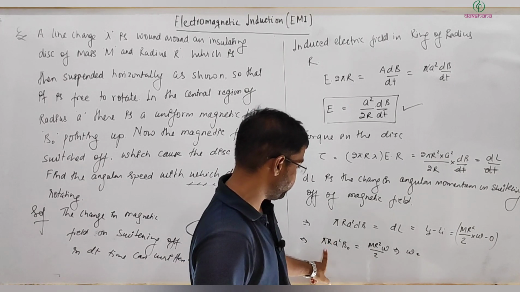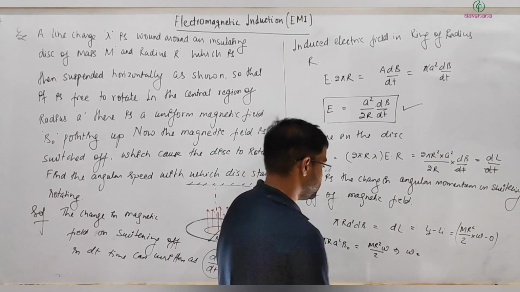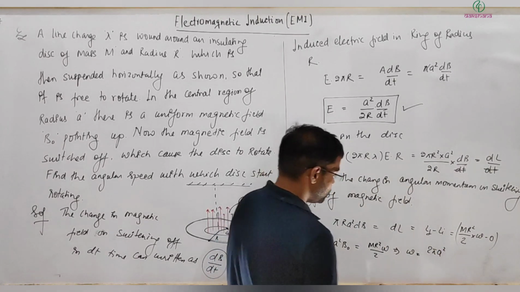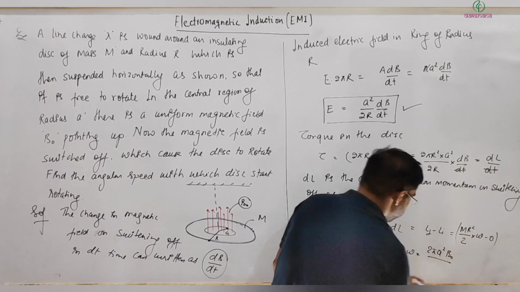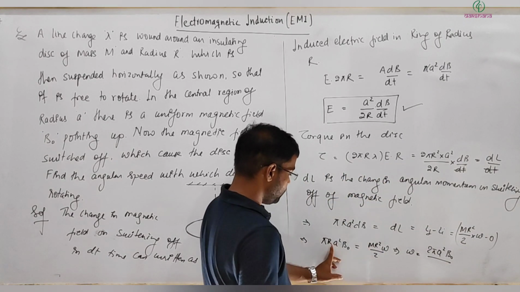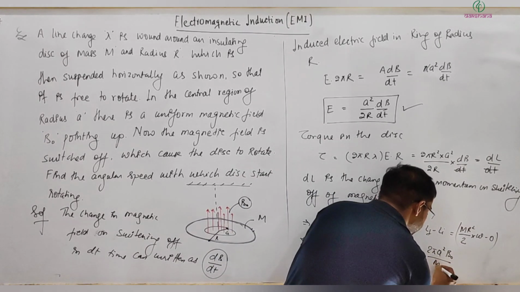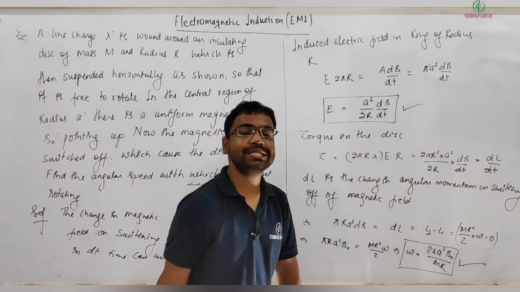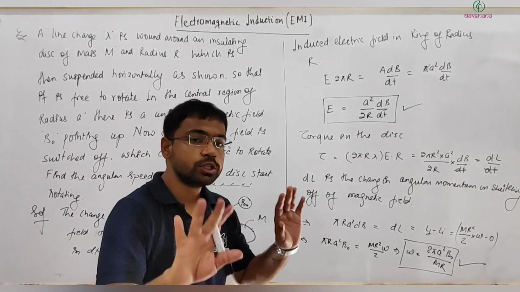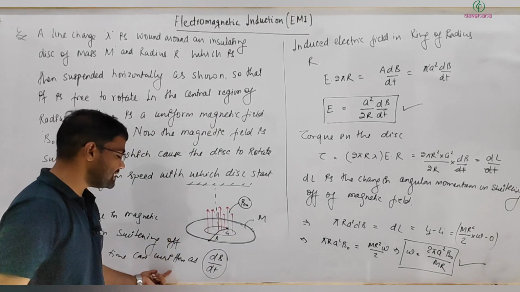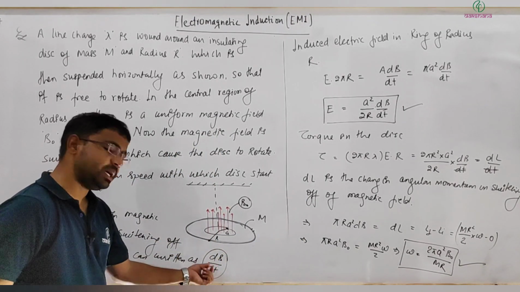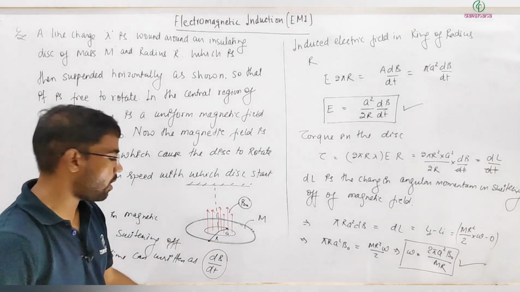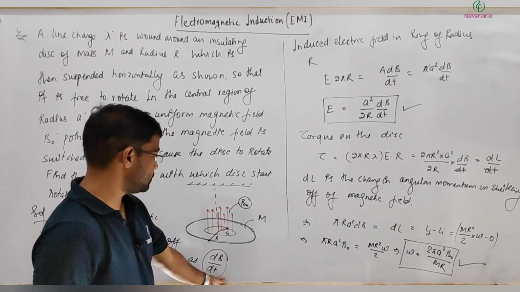Multiplied by 2 pi A, so this 2 pi A square into B naught divided by M and R will be there, M into R. This is the answer with which this disk will start rotating. So what we calculated, we considered the change in magnetic field is dB by dt. dt is the small interval in which the field is completely switched off. Alright, so this is the situation.